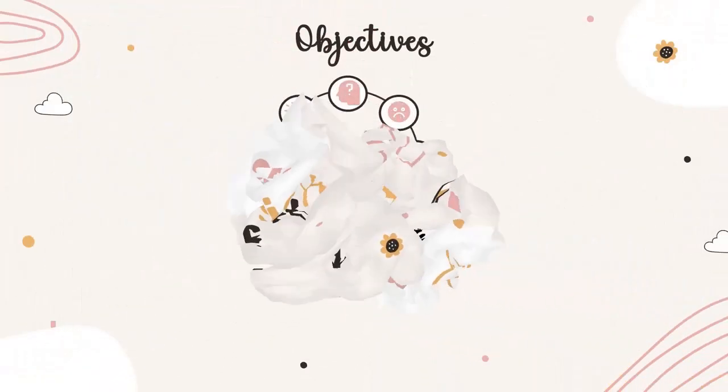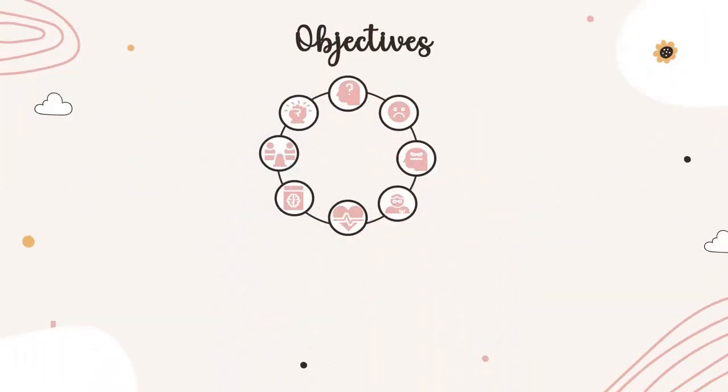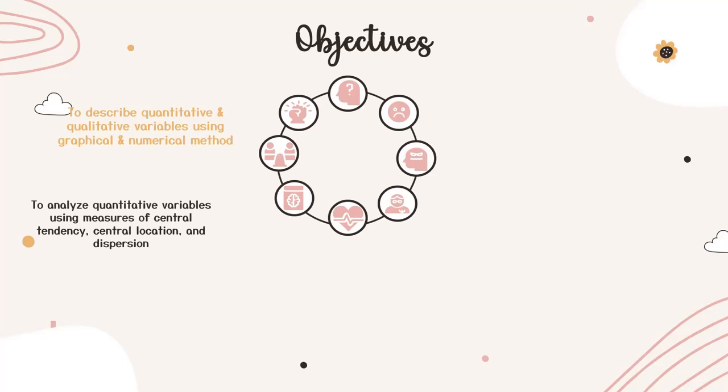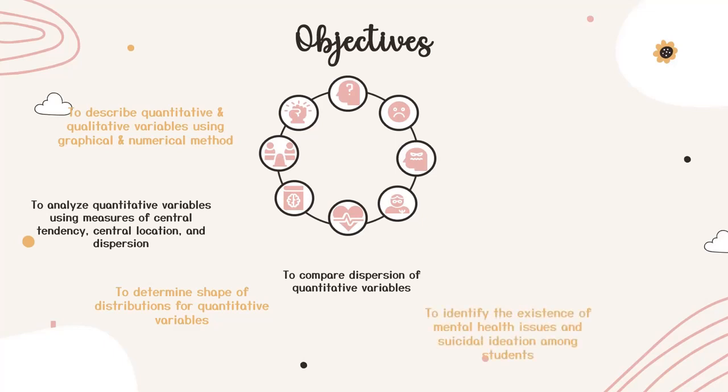Next, the objectives of the study. There are 8 objectives of this study. Firstly, to describe quantitative and qualitative variables using graphical and numerical methods. Second, to analyze quantitative variables using measures of central tendency, central location, and dispersion. Third, to determine the shape of distributions for quantitative variables. Fourth, to compare dispersion of quantitative variables.